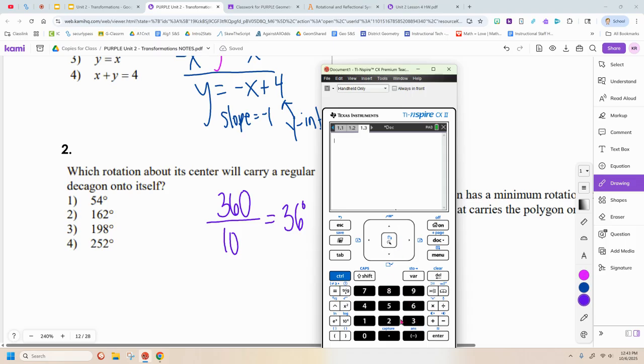You could just go, hey, is 54 divisible by 36? Nope. Is 162 divisible by 36? Nope. Is 198 divisible by 36? Nope. Is 252 divisible by 36? Yes. And it's on the 7th turn. Okay?